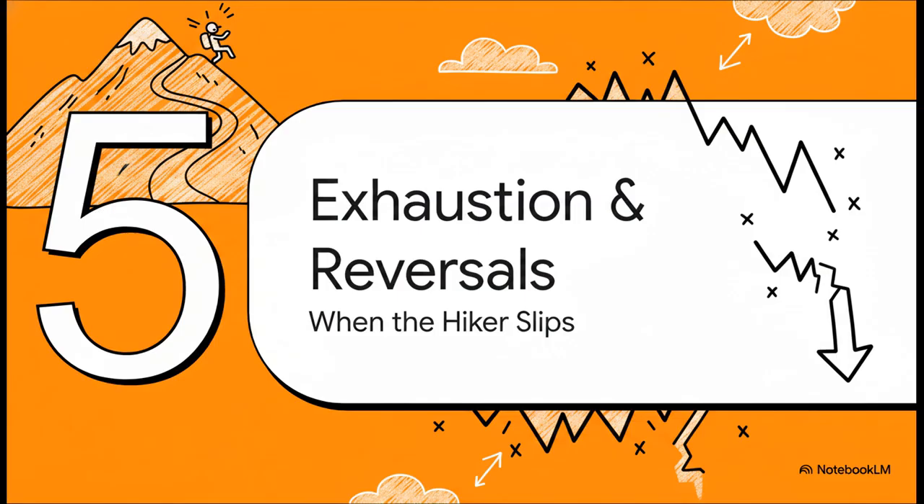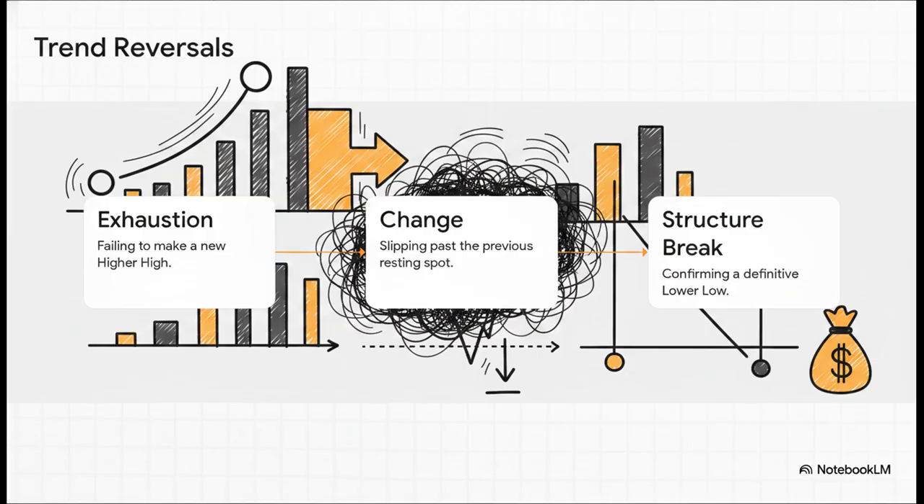Section 5. Spotting exhaustion and reversals, when the hiker slips. Because look, nothing climbs forever, right? Real trend reversals happen in very specific structural steps, largely driven by big institutional money. Step 1 is exhaustion. The hiker pushes up but completely fails to make a new higher high. Step 2 is a change of character. This is where the price actually starts slipping past the previous resting spot, indicating a severe shift in sentiment. And finally, the break of structure, confirming a definitive lower low. This break is your major, undeniable signal that the smart money has changed direction.